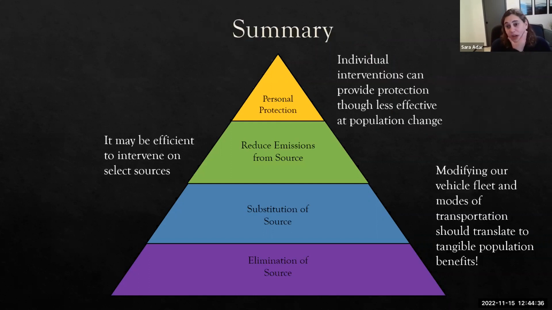So in summary of our findings, we found evidence that modifying the vehicle fleet and the way in which people commute should translate to tangible population benefits. We also saw evidence that it may be efficient to intervene on select sources, and that may change depending on what your outcome is. But there might be these opportunities for selective interventions if we continue this notion of what source might be contributing to health. And then finally, we saw that individual interventions can provide protection, though perhaps less effective than at population level.